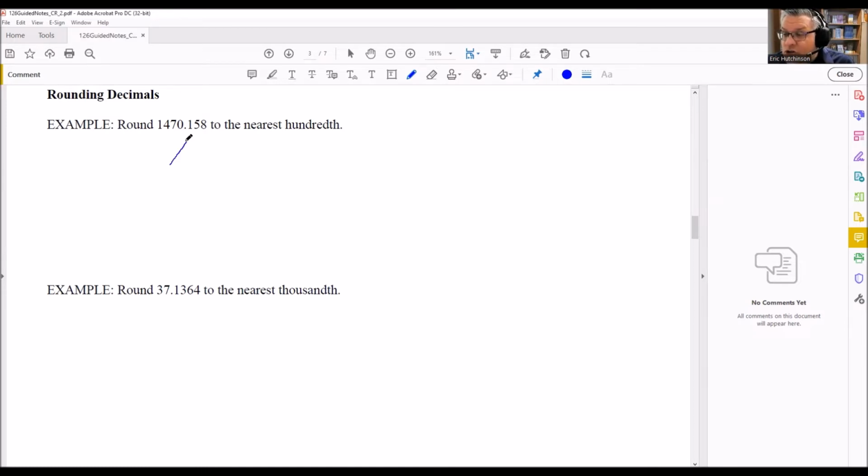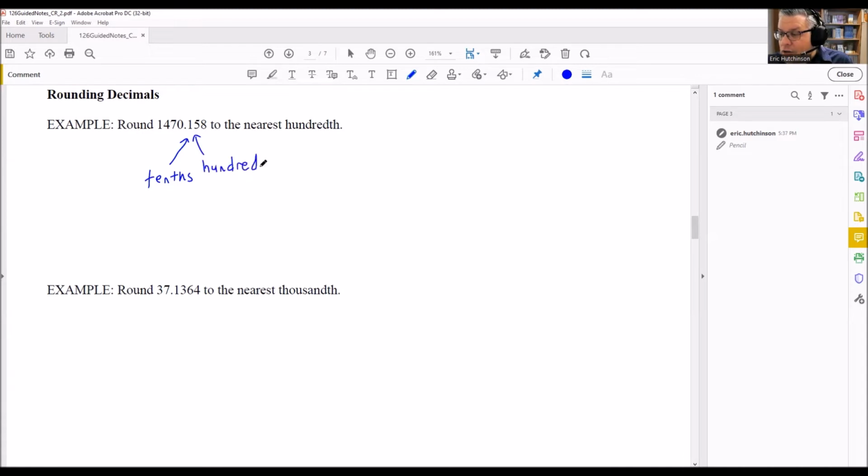So for this, look at the decimals. The 1 right here represents the tenths position. The 5 represents the hundredths position. The 8 represents the thousandths. So now we know what those mean. We understand now what number it is they want us to round to. We want the hundredth position.